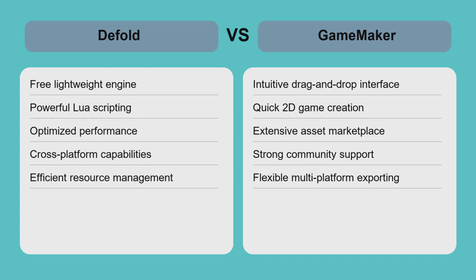For example, an indie developer aiming for polished mobile games with custom mechanics might prefer Defold, while a hobbyist or small team focused on fast prototyping and ease of use would benefit more from GameMaker.